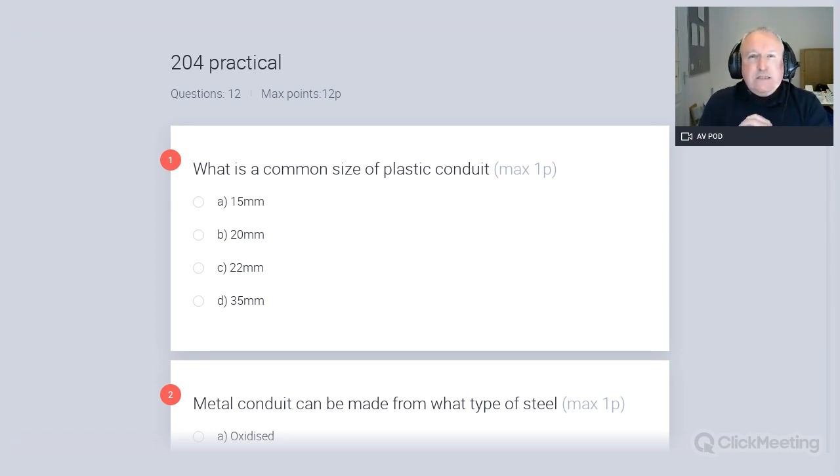Remember I showed you the 7 strands. Why do we use them? Number 11. What's the minimum depth when we bury a SWA cable? Almost gave the answer away to a previous question there. An SWA cable. And finally, what type of lighting circuit are you going to build?